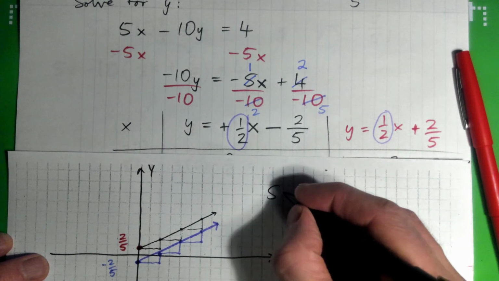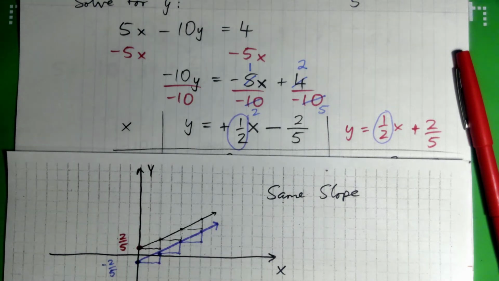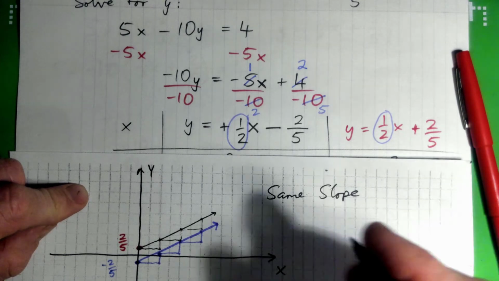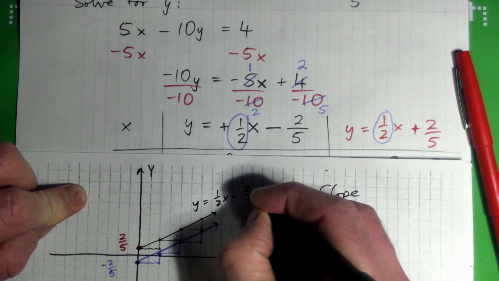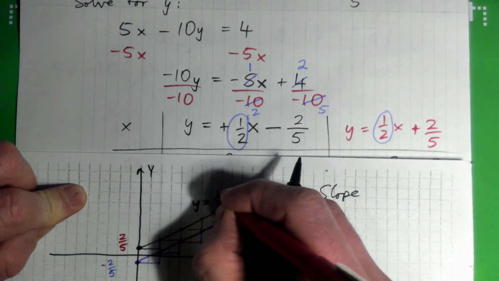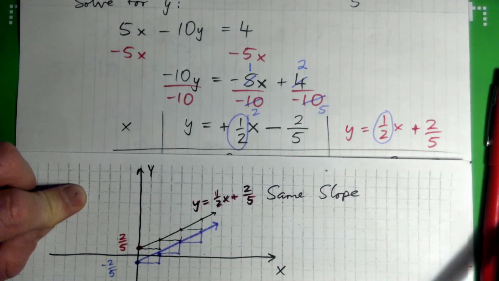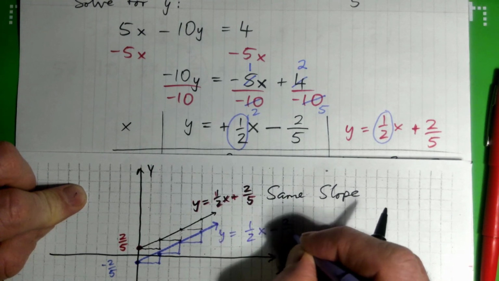Now, if two lines have the same slope, where are they going to intersect? Where are these lines ever going to meet? They're not meeting. Right. Exactly. This is y equals a half x minus 2/5. Oh, sorry, no, this was the plus 2/5. Half x plus 2/5, and the purple is y equals a half x minus 2/5, right?